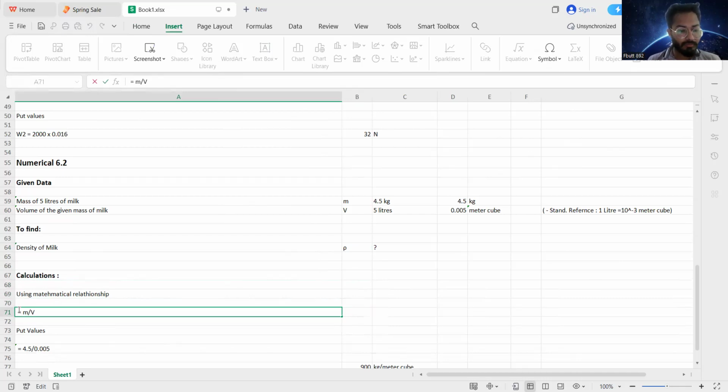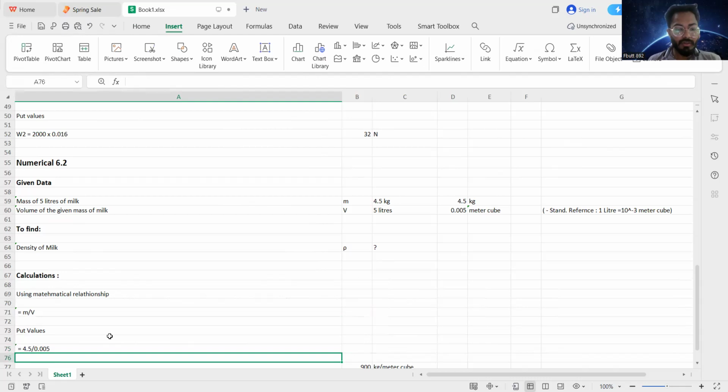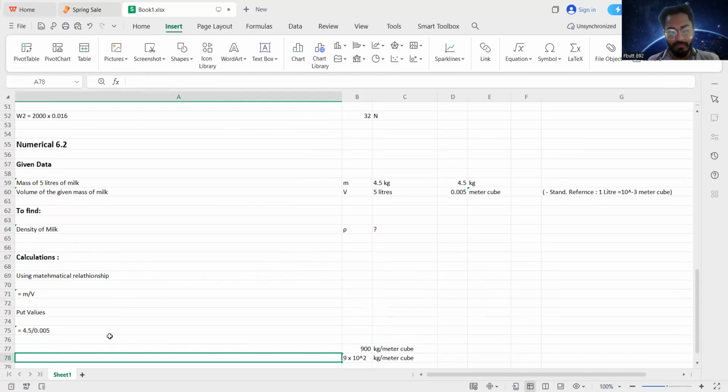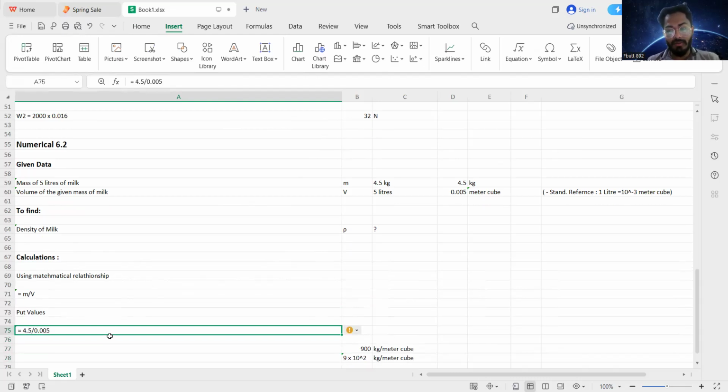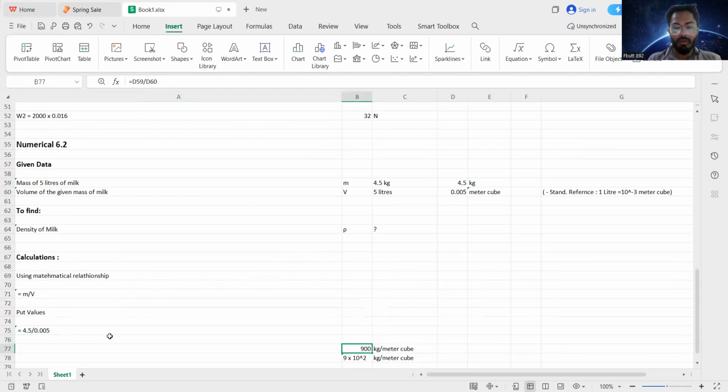Okay, after substituting, we're putting values. Mass is 4.5 kilogram. The volume of the object is 0.005. So after solving, mass is 4.5 divided by the volume of the object, which is 5 multiplied by 10 to the minus 3. So the computed value of the density of the milk is 900 kilogram per meter cube, or cubic meter.